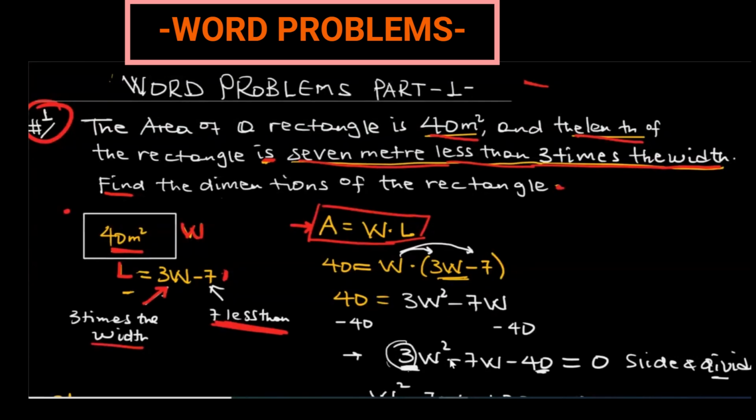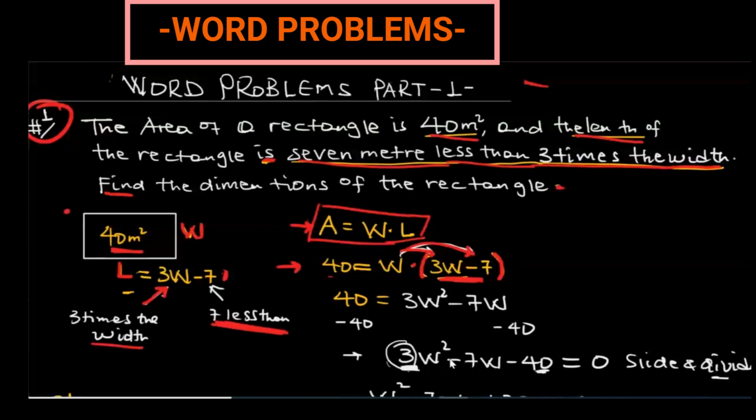Now I'm going to go here. 40 is equal to width times length. I'm going to plug in 40 square meters instead of the area, and then the width times the length. I substitute the length here by 3w minus 7. Now I distribute: w multiplied by 3w, and then w multiplied by negative 7.